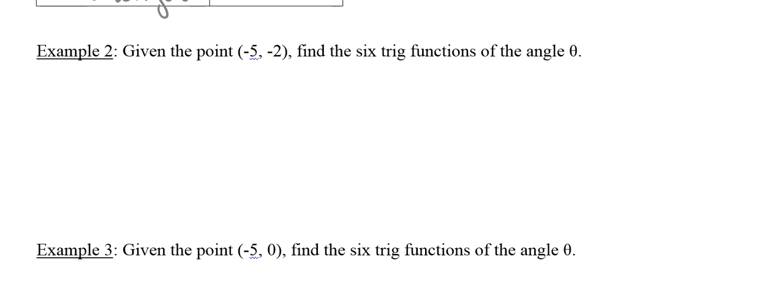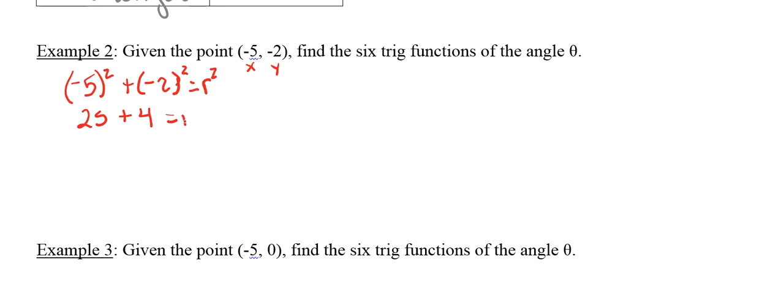Now you can actually graph it if you want, but what we did up above is we took our x-coordinate and our y-coordinate and we just worked with the Pythagorean theorem. So we could just do that. -5 squared plus -2 squared equals r squared. 25 plus 4, 29. So r is the square root of 29. So I know x is -5, y is -2, r is square root of 29. So I can do my functions.